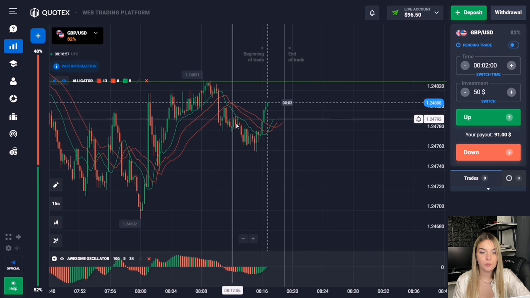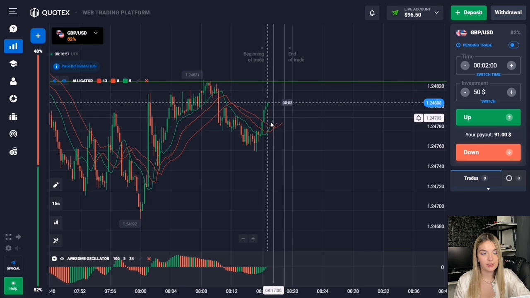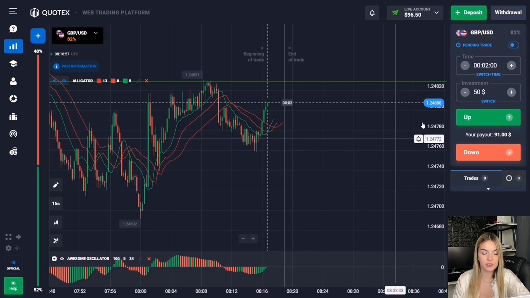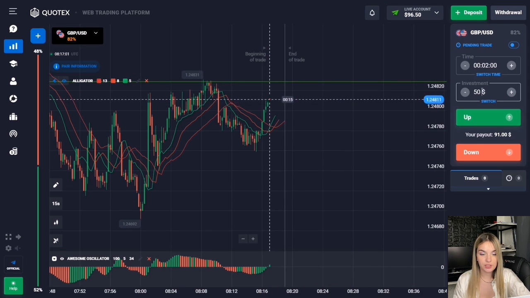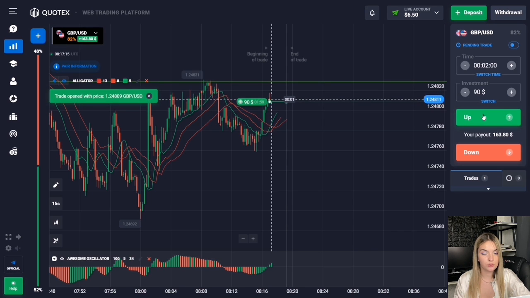Here we see that there was a pullback from the level, and after the pullback the price moves back to the resistance level. There is also an intersection of the sliding averages, and a green histogram begins to form upward from the horizontal line with a mark of 0. This situation tells us that in the near future the price will rise. I suggest opening a deal here for 2 minutes to increase.